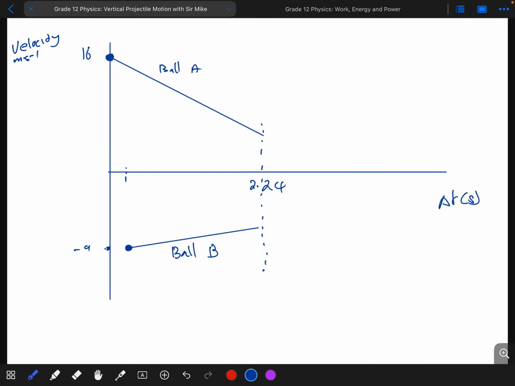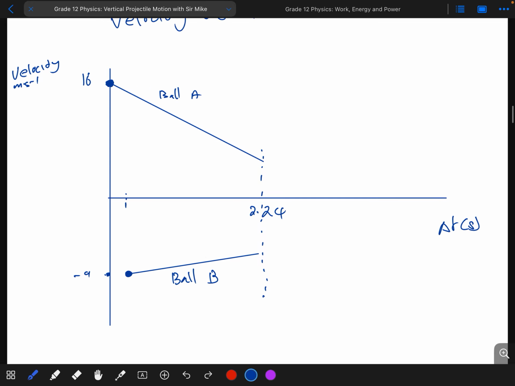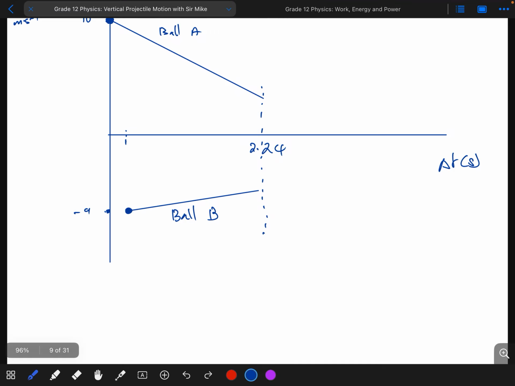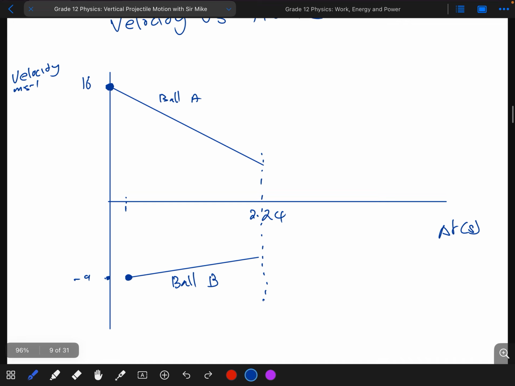Now note that for object B it would not actually start at t0. Why? Because this second object was actually projected 1 second later than object A. So if I'm able to draw the velocity versus time graph of these two objects on one Cartesian plane, the second object will not actually start at that point, but rather when time is actually 1 second, which is at that point there.